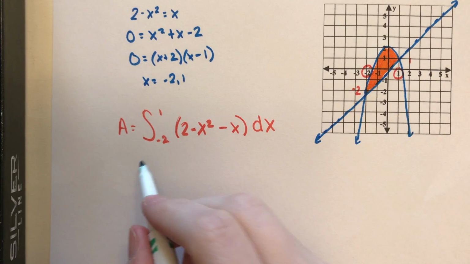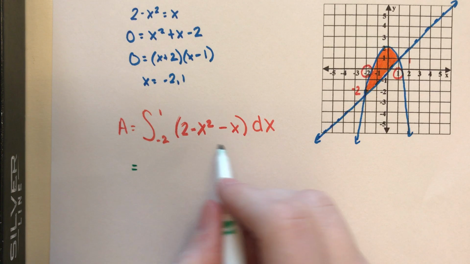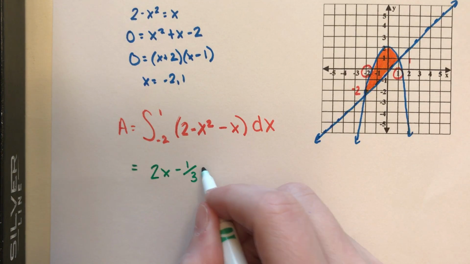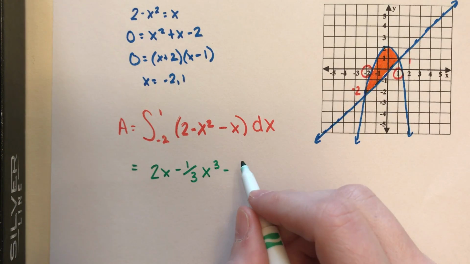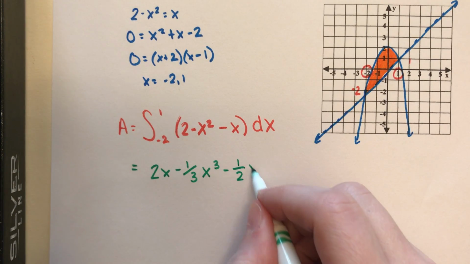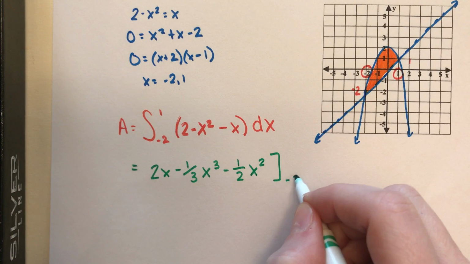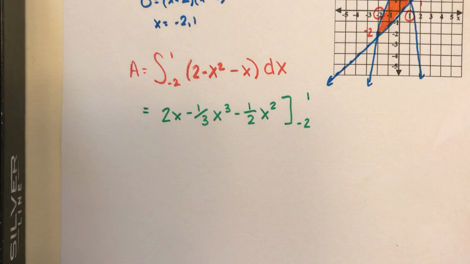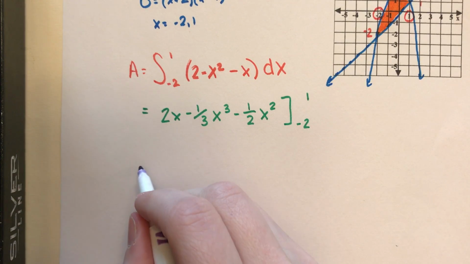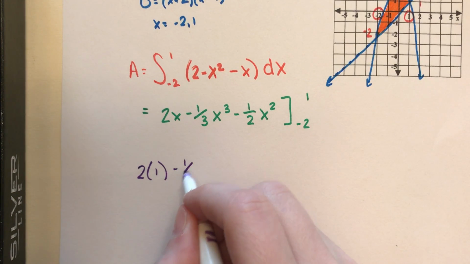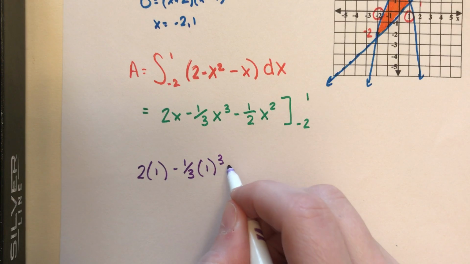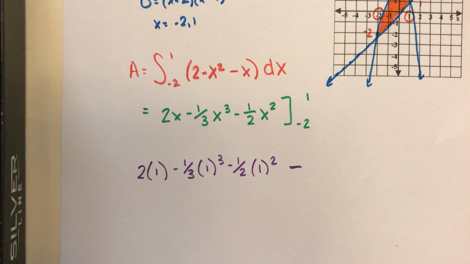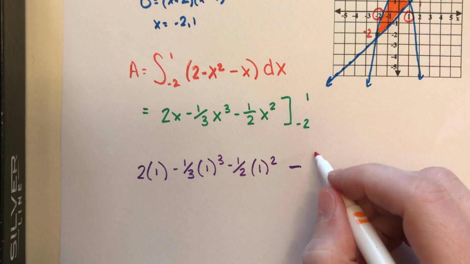Okay, so now we're going to take our integral. So I'm going to add and divide all the way across. So that gives me 2x minus 1/3 x cubed minus 1/2 x squared. And we're going to evaluate from -2 to 1. Okay, now we're going to do top minus bottom. So I'm going to plug the 1 in first. Minus, I'm going to plug the -2 in second.